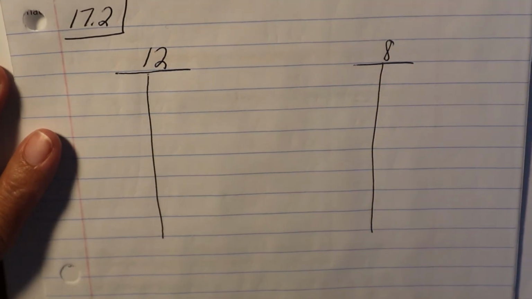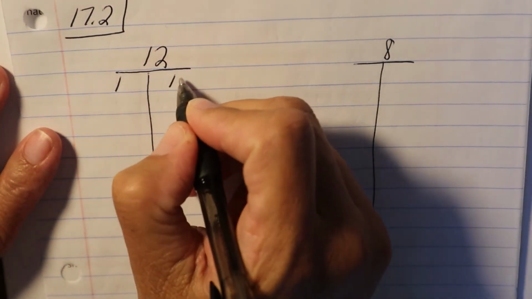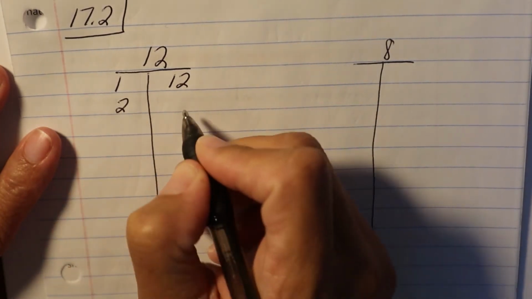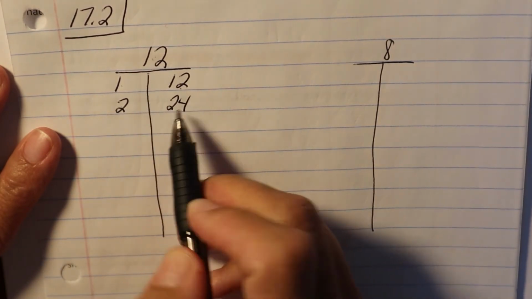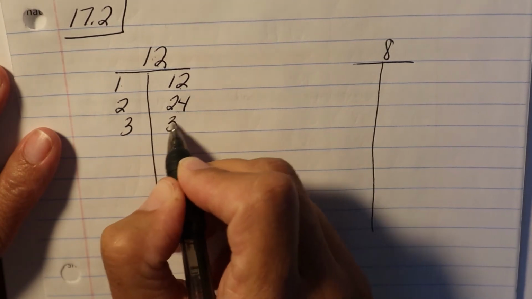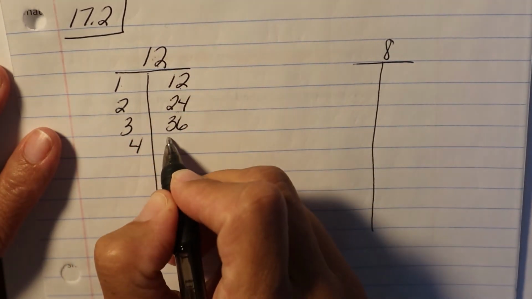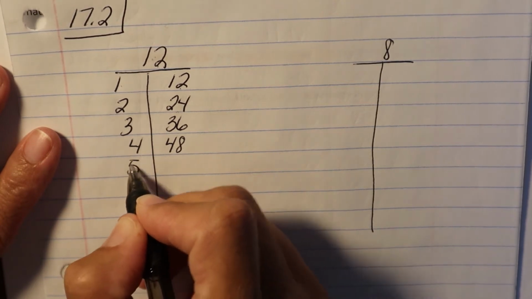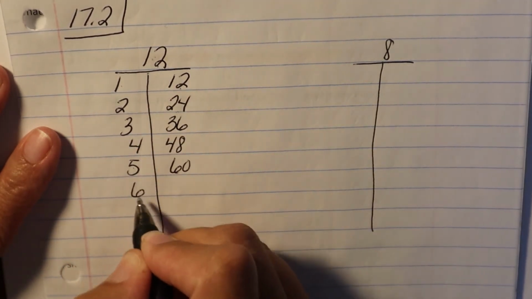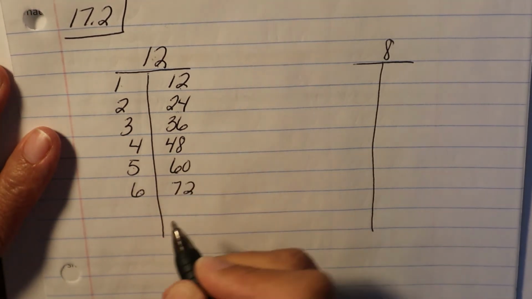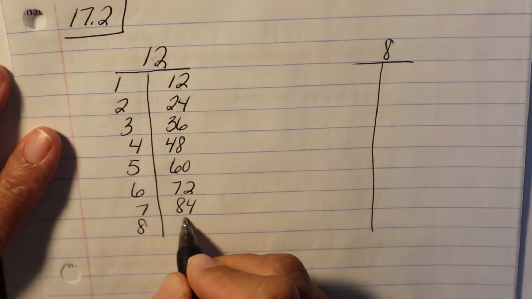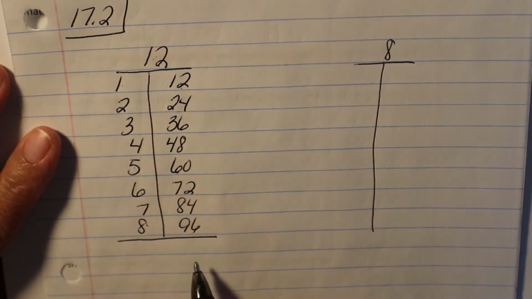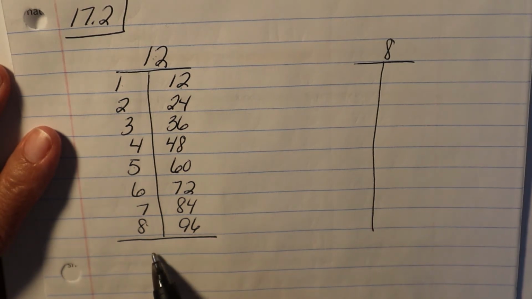Now let's start doing the multiples of 12. So 1 times 12 is 12. 2 times 12 is 24. 3 times 12 is 36. 4 times 12 is 48. 5 times 12 is 60. 6 times 12 is 72. 7 times 12 is 84, and 8 times 12 is 96. And I can stop here because, again, I don't want to go over 100. So I can go as far as 8.